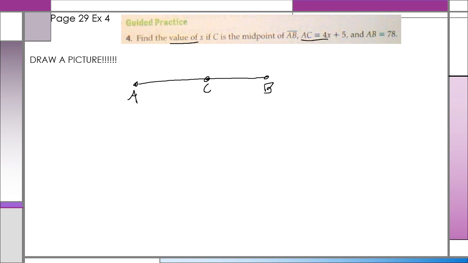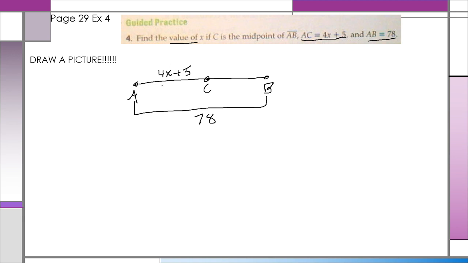It says AC is 4x plus 5. So A to C is 4x plus 5. And it says AB is 78. So A, all the way to B, is 78. And I want to know what the value of x is. So I want to know what x is worth here.